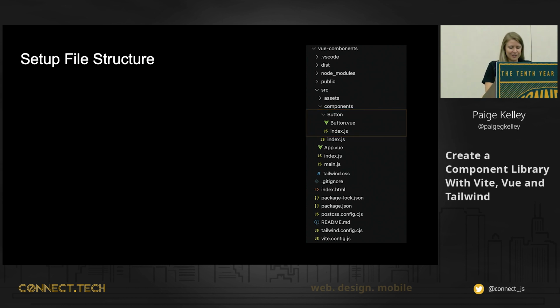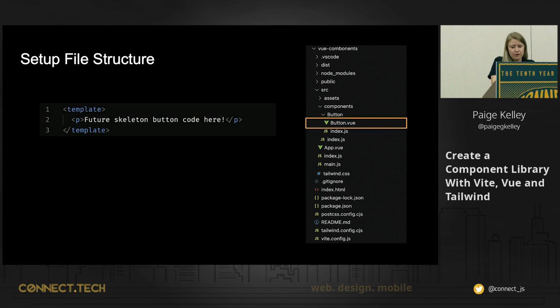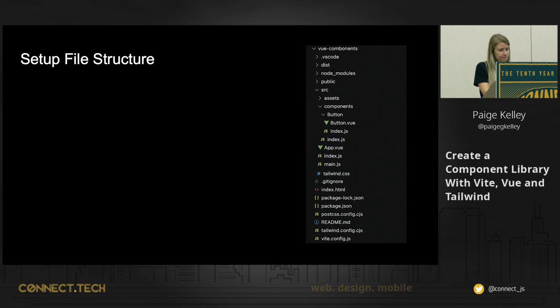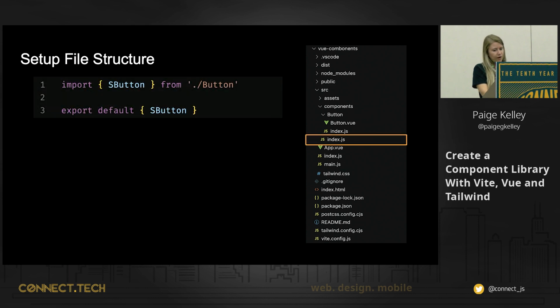So let's look at the files in it. First we have our button.view. This is just where our skeleton button code is going to go really soon. Next, we have our index.js, where we're going to import that code from the button.view and export it out as sButton. I'm exporting it out as sButton because that is the value I want the consuming application to have access to.